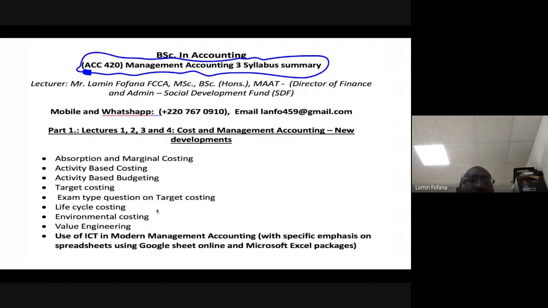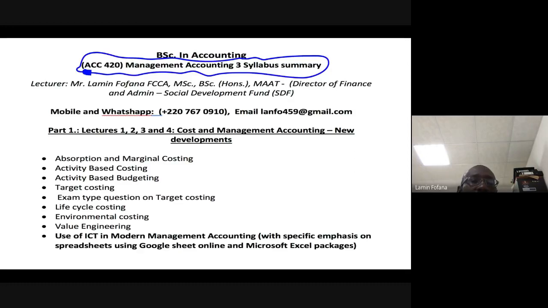Right. So the part one, like I said, will be a couple of lectures, maybe between 4 to 6, 7. I don't know, depending on how we are able to gain time. It will be on cost and management accounting, new developments. The first one we'll be looking at will be absorption costing and marginal costing. We'll be looking at them briefly because I know you've looked at these topics in MA1 and MA2.